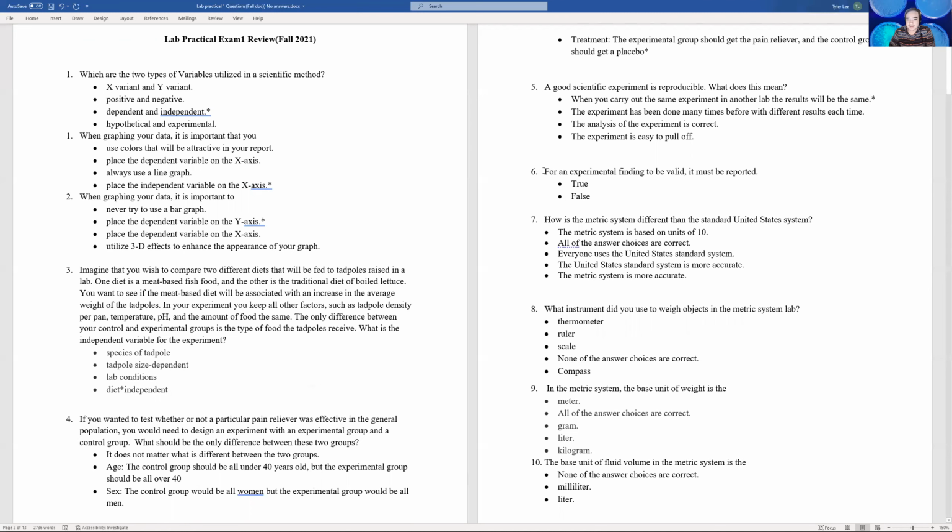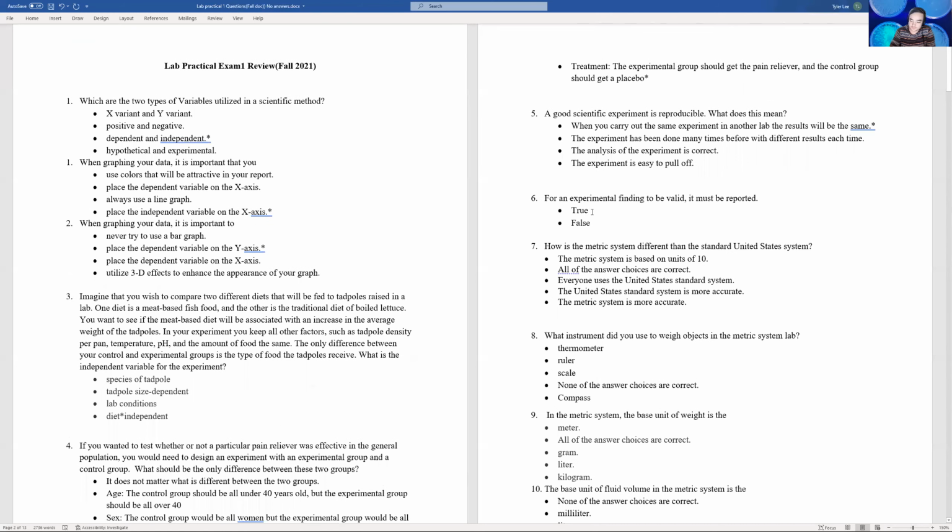So, number 6, for an experimental finding to be valid, it must be reported. This is true. If you find out something in your experiment, you need to tell other people about it. If it's true in one case, it could just be a fluke, or something that happened once. But for something to be valid, you must report it, and other people must also be able to test it out and verify your findings. So for it to be valid, it must be reported.